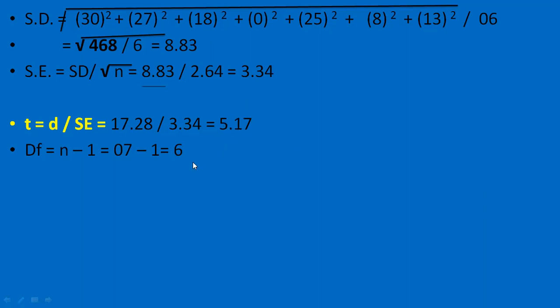Now we need to calculate the degree of freedom. So it is n minus 1. So 7 minus 1 is equal to 6. Now we need to refer this t value for this degree of freedom to the t table.